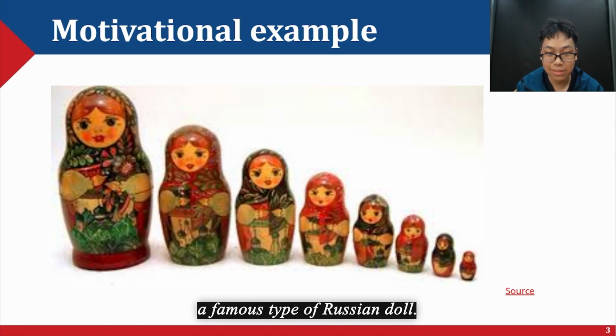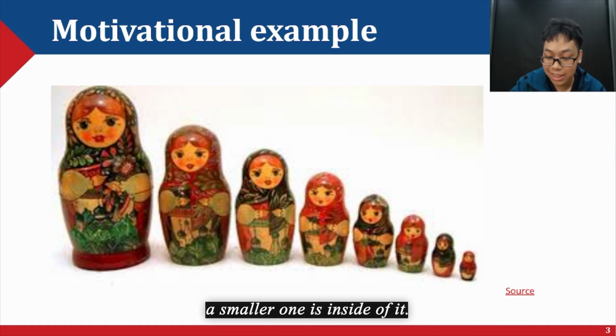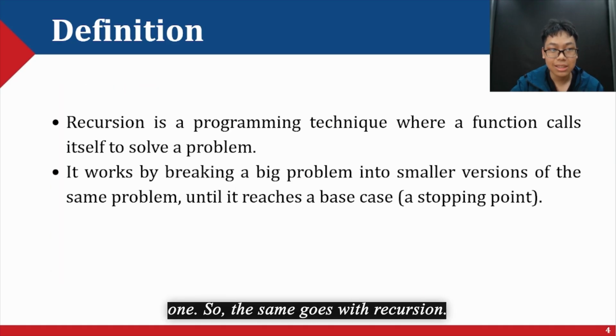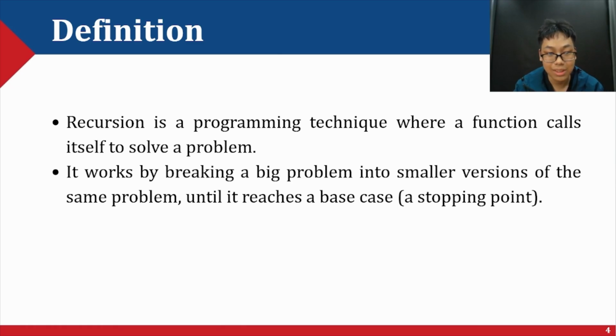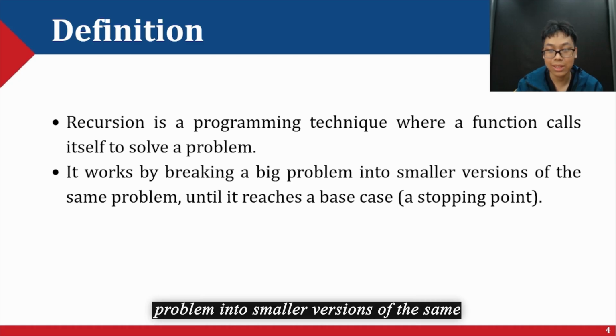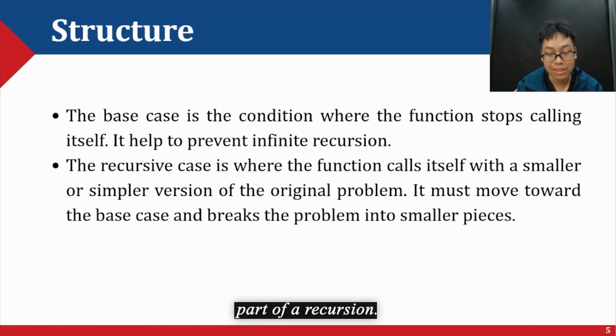As you can see, this is a famous type of Russian doll, and when you open a big one, a smaller one is inside of it, and so on until the smallest one. The same goes with recursion. As you know, recursion is a programming technique where a function calls itself to solve a problem, and it works by breaking a big problem into smaller versions of the same problem until it reaches a base case, a stopping point. So here are two important parts of a recursion.